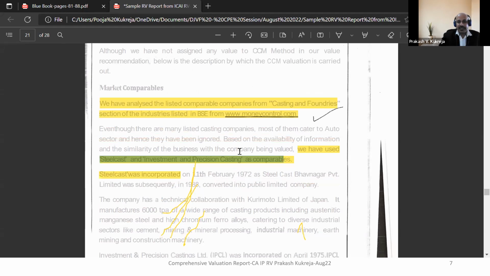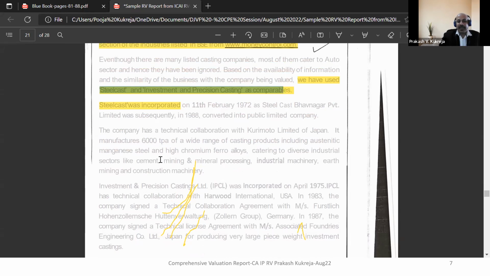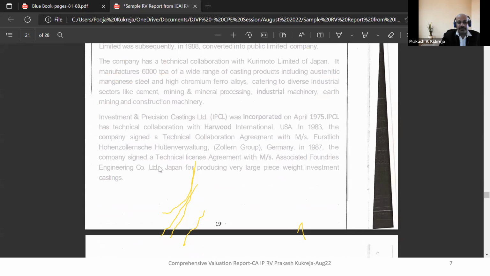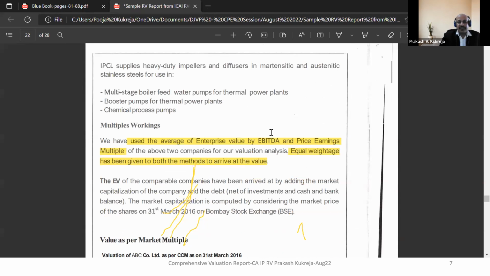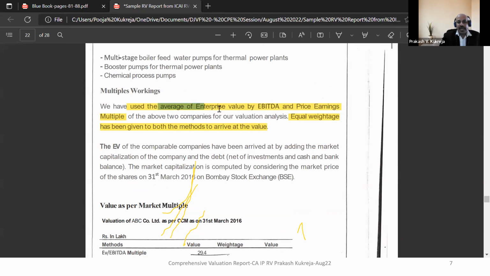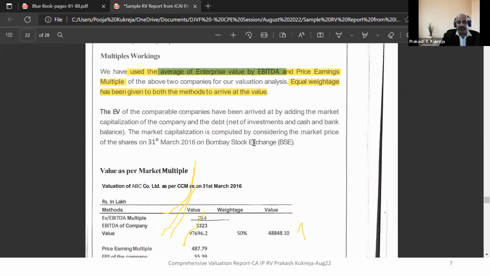Why they have taken those is number one. Second, some background is also given about these two companies. This gives a very good perspective about how the valuer has evaluated these companies and on what basis these companies are considered for valuation. And we used the average EV by EBITDA and PE multiples of these two companies to arrive at the valuation.